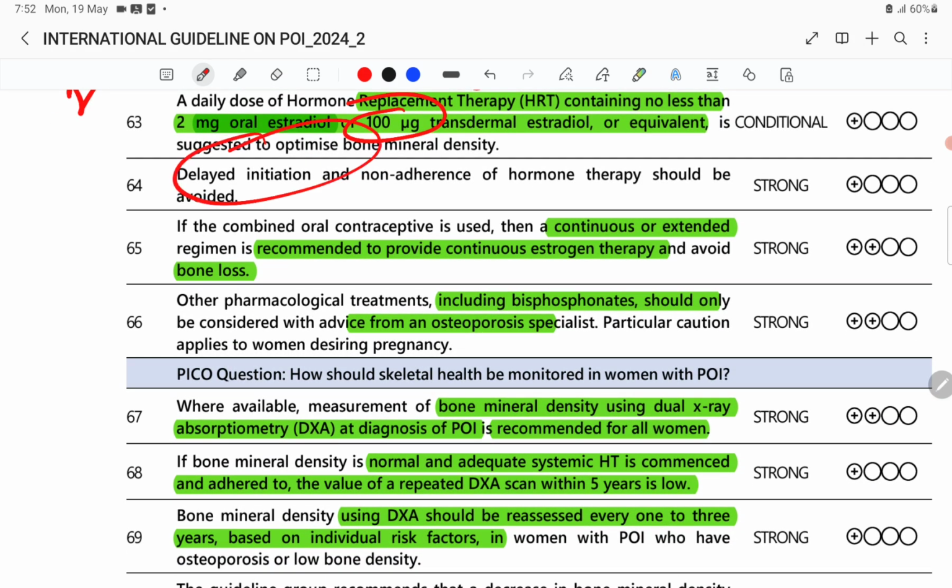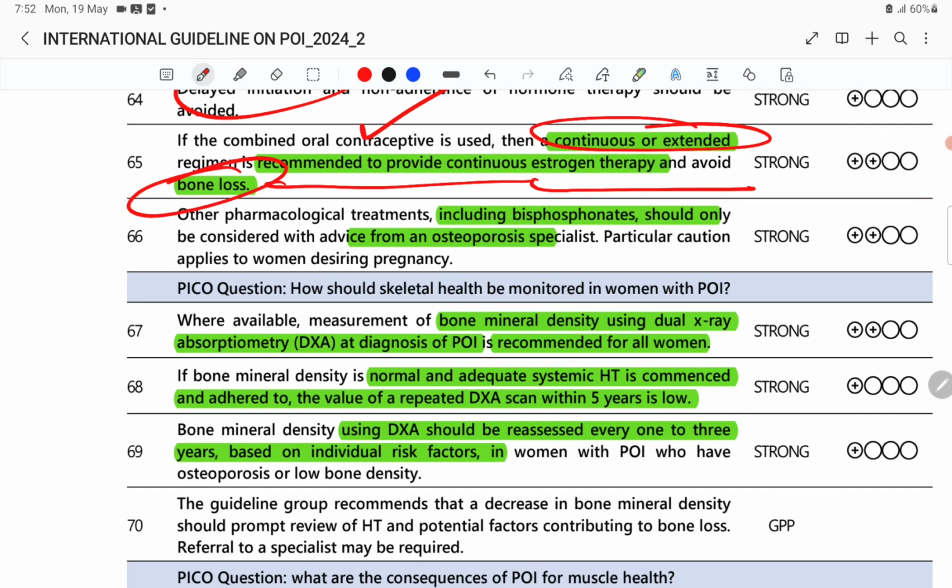Delayed initiation should be avoided. Non-adherence should be avoided. If the combined oral contraceptive is used, a continuous or extended regimen is recommended to provide continuous estrogen therapy and avoid bone loss. Other pharmacological, very, very important: if you give the OC pill for hormone replacement therapy, then you have to give it as continuous therapy. Don't interrupt, because you have to supply continuous estrogen therapy here, in an extended regimen like 1 year, 2 years, 3 years, 4 years, till the natural menopause. Avoid bone loss. Other pharmacological treatments, including bisphosphonates, should only be considered on advice from an osteoporosis specialist.